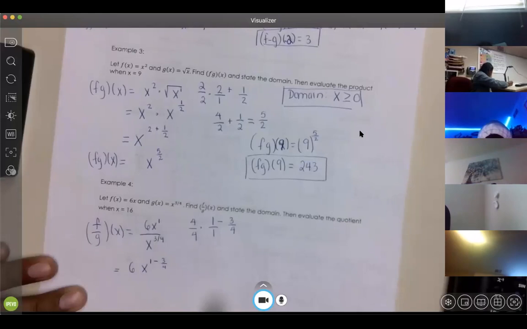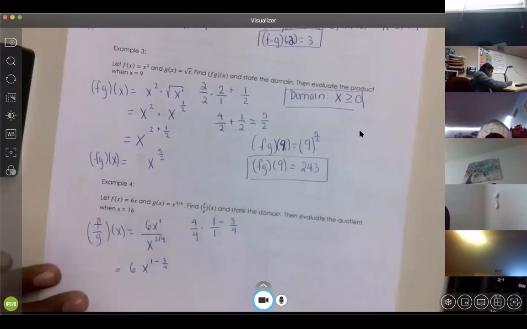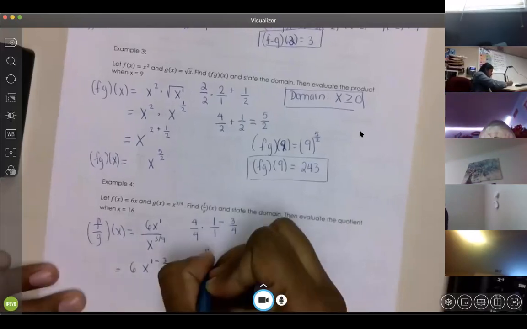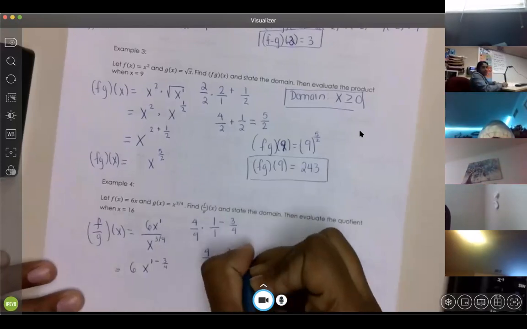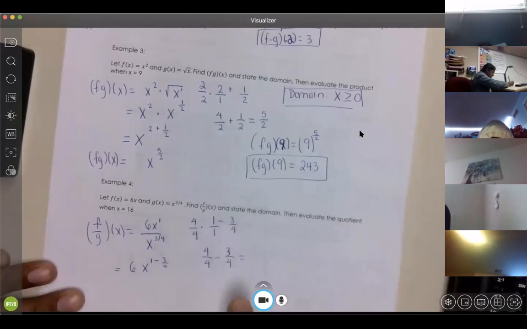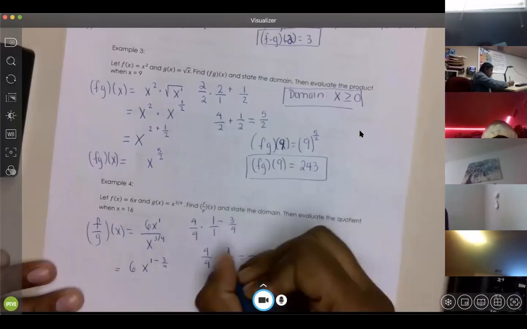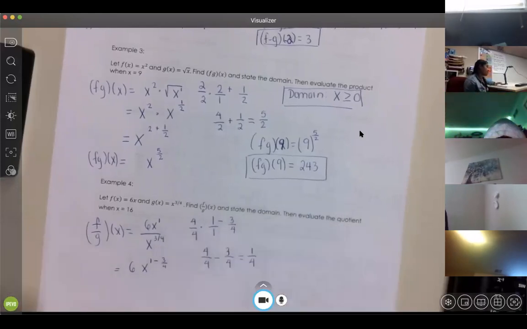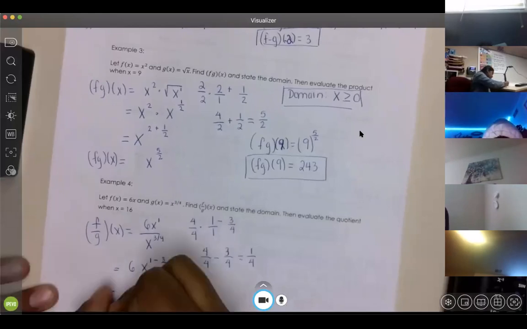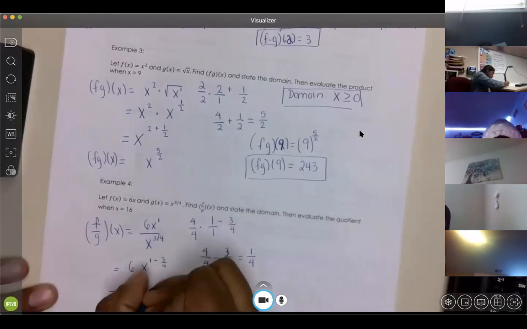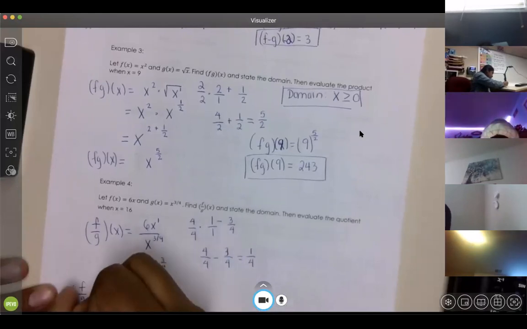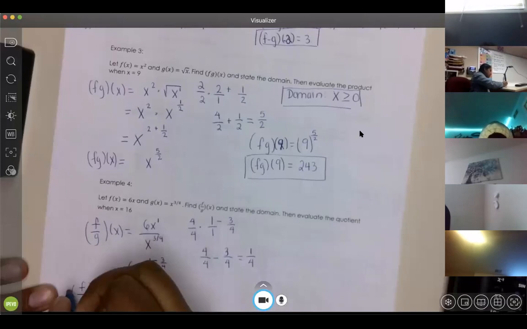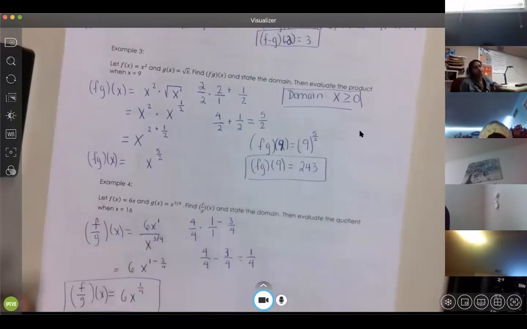4 times 1 is 4, so 4 over 4 minus 3 over 4. Now that we have the same denominator, keep the denominator. 4 minus 3 is 1. So your new exponent is x to the 1/4. So f over g of x is equal to 6x to the 1/4.